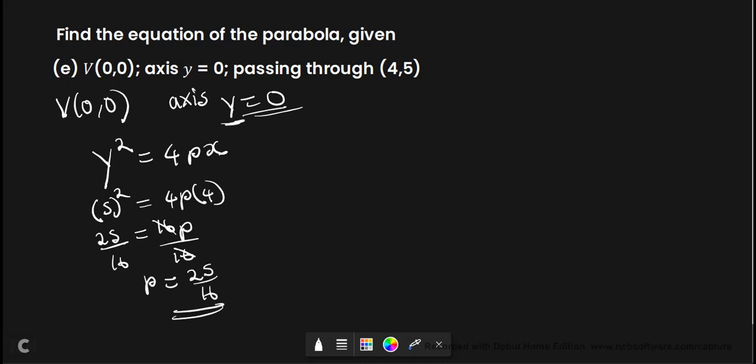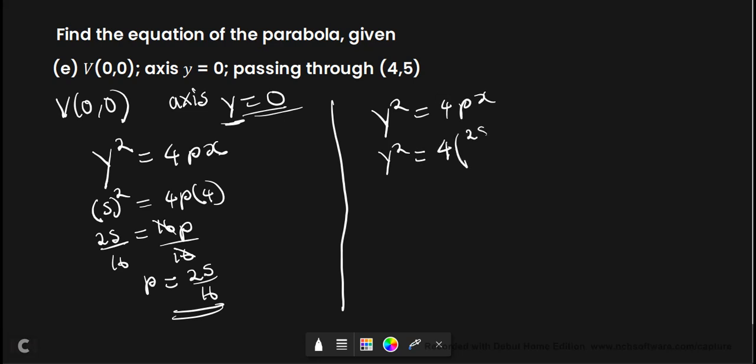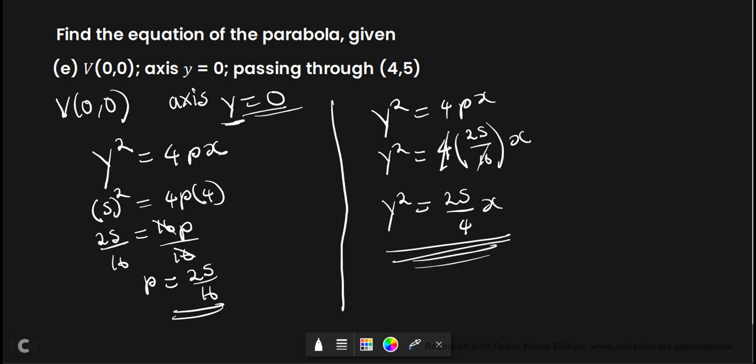Now, we're not looking for p, but we're looking for the equation. So you say y squared equal to 4px. Then what's your p? It's 25 over 16. Then x. So your answer there is y squared equals, then 4 into 16, what's your answer? That is 25 over 4 x. This is your answer for that.